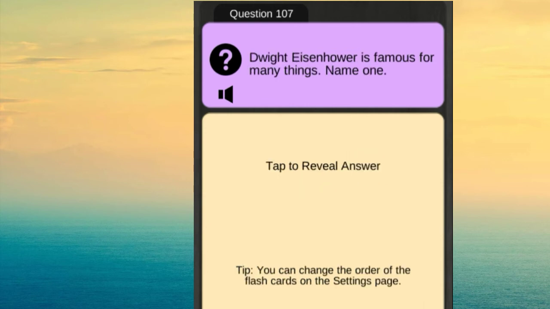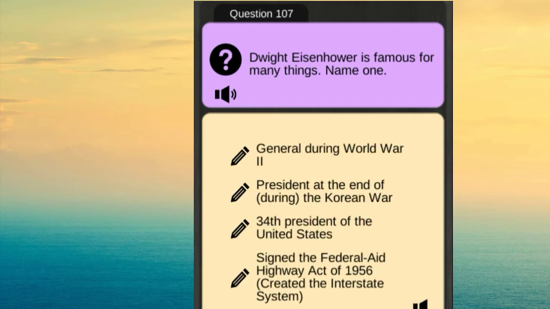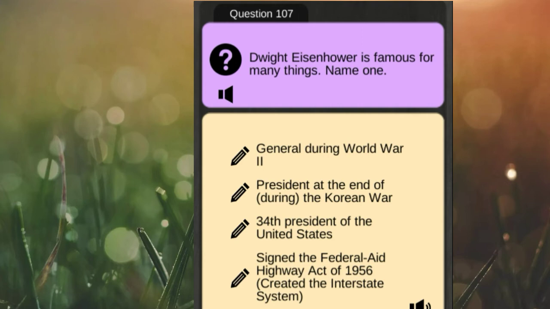Dwight Eisenhower is famous for many things. Name one. General during World War II. President at the end of during the Korean War. 34th President of the United States. Signed the Federal Aid Highway Act of 1956, created the interstate system.